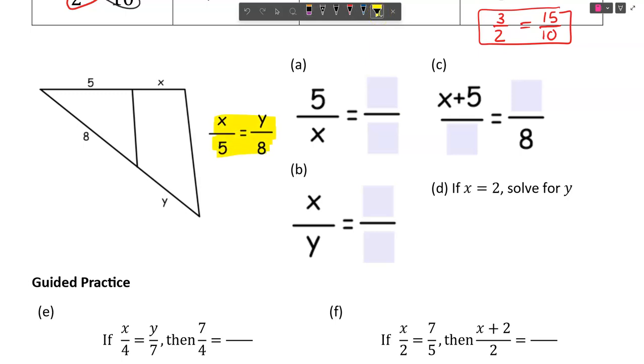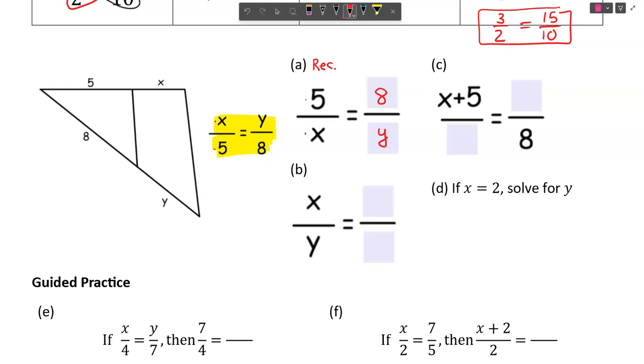So what I want to do with these first three is write the equivalent ratios that I'm seeing. Notice in the first one that the 5 and the x have switched positions. So letter A is definitely looking at the reciprocal property, so the equivalent ratio would be 8/y.